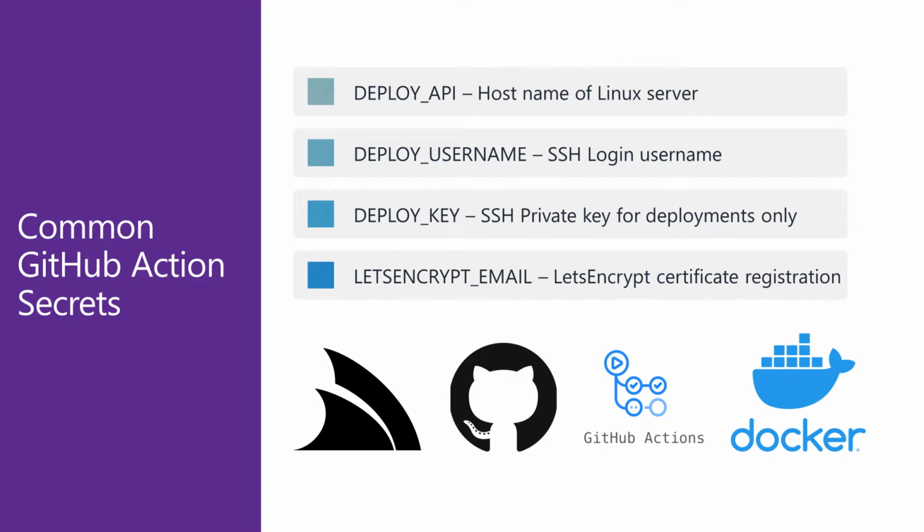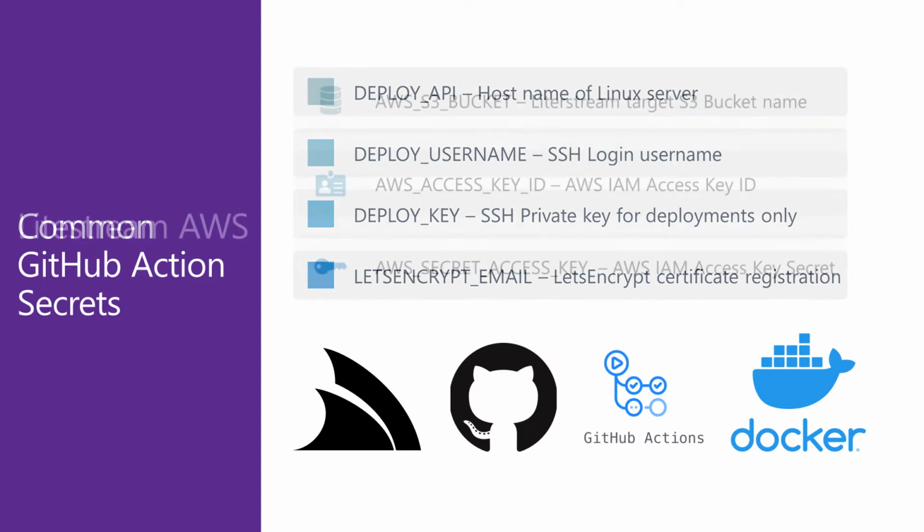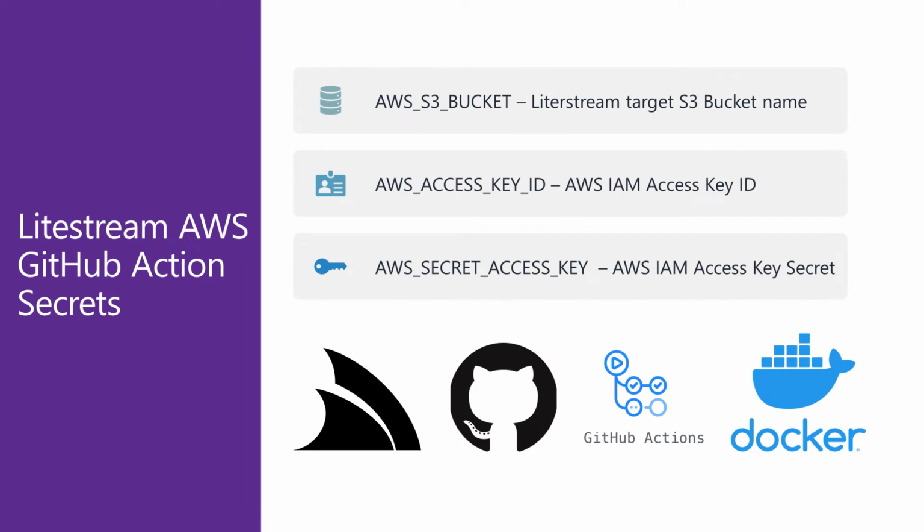The Litestream Mix templates also require additional GitHub Actions secrets depending on which storage provider Litestream is targeting. In this case, we need three additional secrets used by Litestream. One, the AWS S3 bucket name, and two more for the programmatic credentials required for Litestream to access S3.